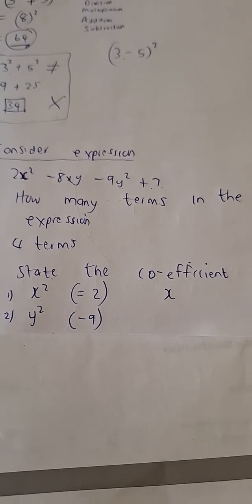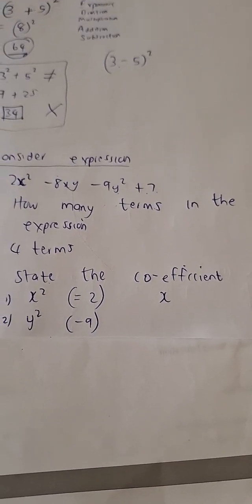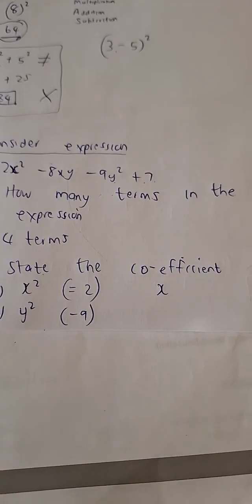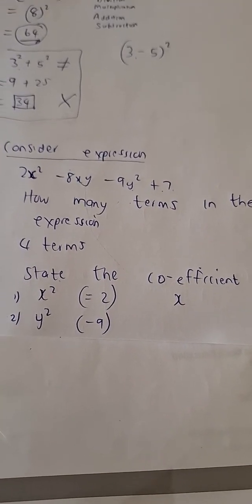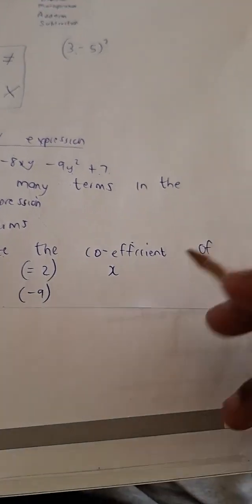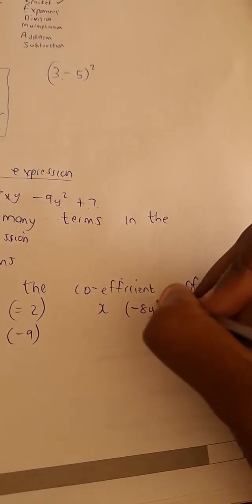Bongi is saying we don't have x, sir, we have xy. Bongi, you were not here yesterday, right? In our lesson, you can see the people that were here yesterday and the answers that they have chosen to write down. The coefficient of x, guys, is negative 8y.